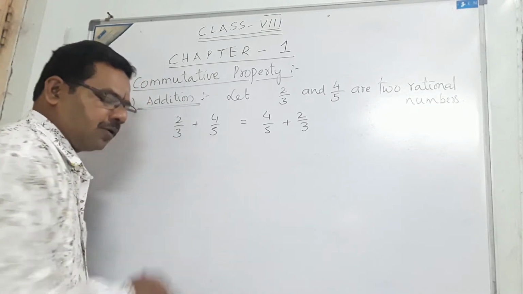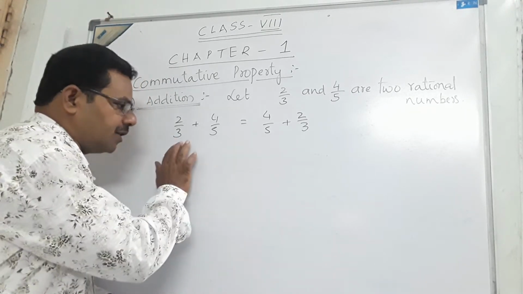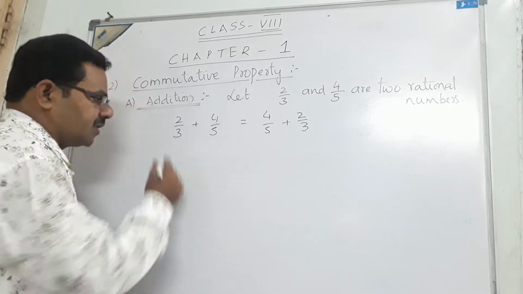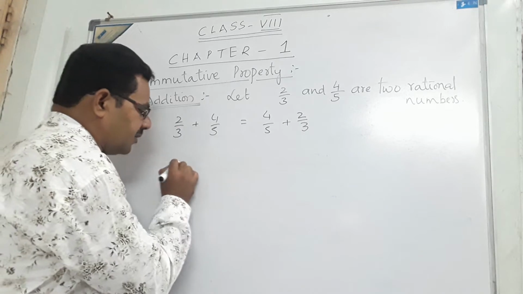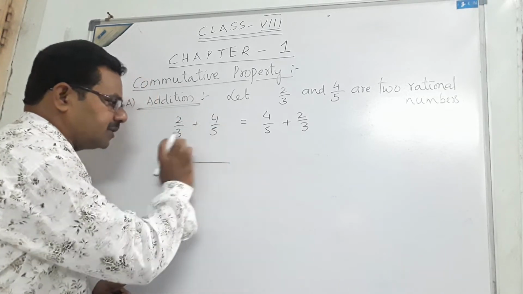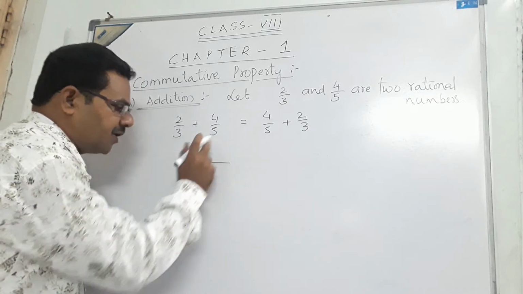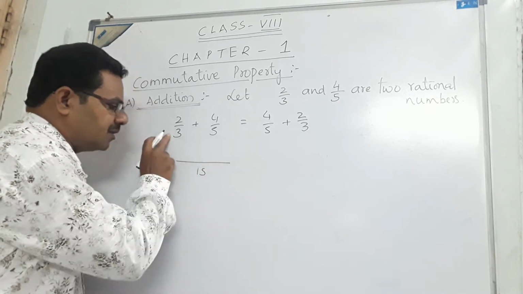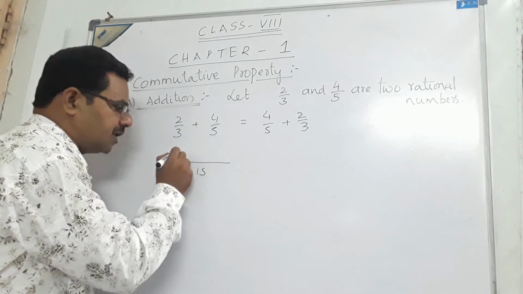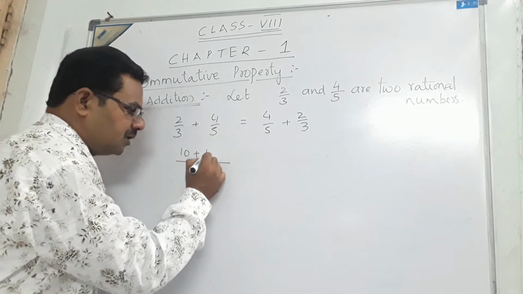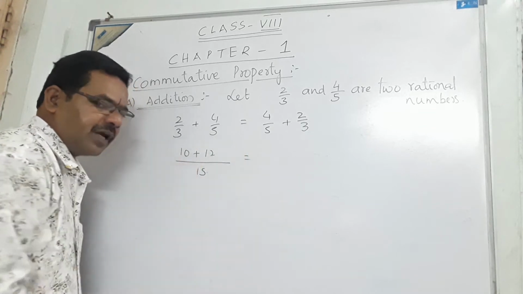2 by 3 plus 4 by 5. We know how to find the addition of two rational numbers or two fractions. So 2 by 3 I have taken, 4 by 5 I have taken. These two rational numbers have 3 and 5 as two different denominators. So 3 5s are 15 is the LCM. 3 5s are 15, 2 5s are 10. 5 3s are 15, 4 3s are 12. That is the left hand side.